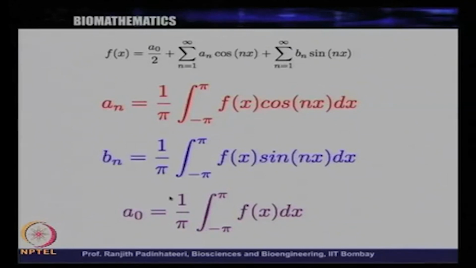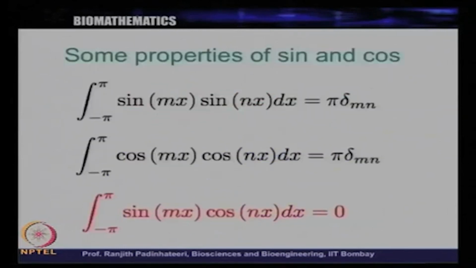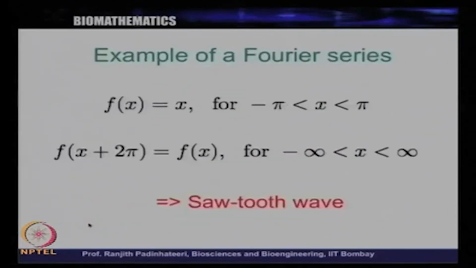Okay. So now, can we do an example? We have these results, so let us do an example of a Fourier series. Let us first take a simple example. This is the example of a sawtooth wave, something we discussed.